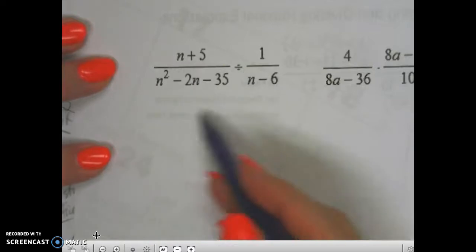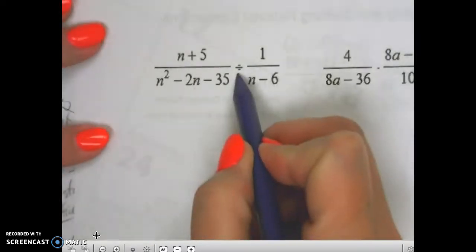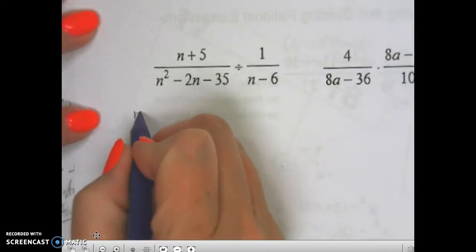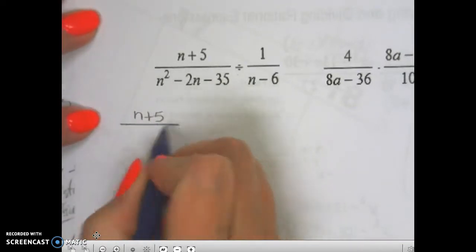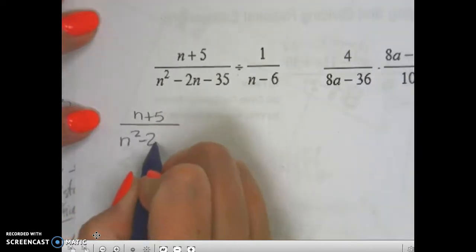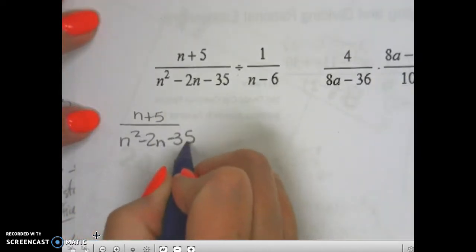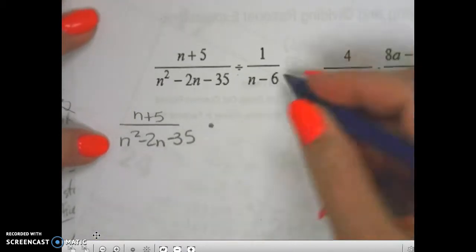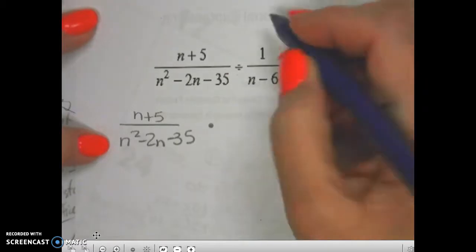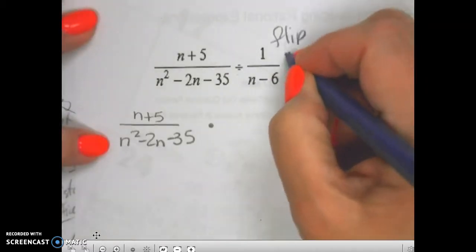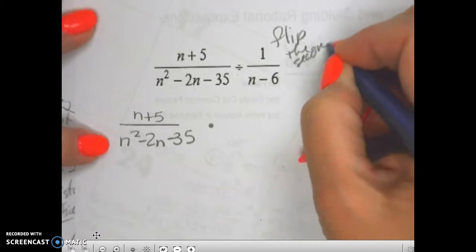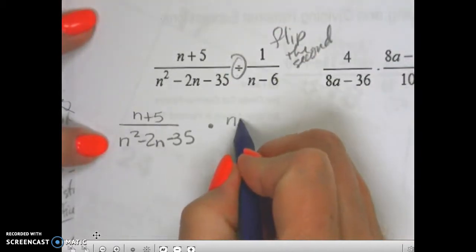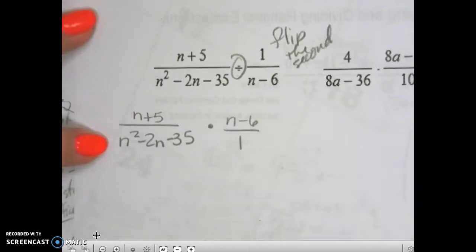So I look at my problem here, and first off, I see that it is division, so I need to rewrite it. So I will write n plus 5 divided by n squared minus 2n minus 35. Since that's an n squared, I am going to need to factor that. Times, now remember, we always flip the second one. When it's division, you must flip the second one. So n minus 6 on top and a 1 on the bottom.